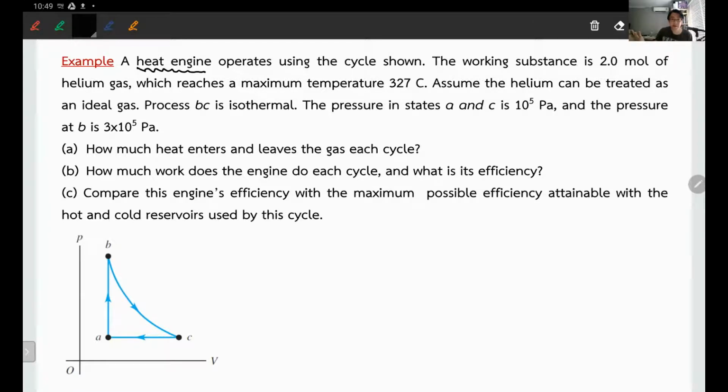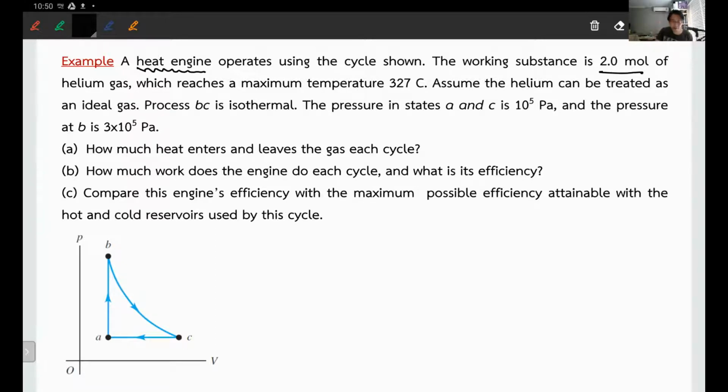Okay, sounds good. All right, so now when you look at this PV diagram that has a cyclic process, it can actually represent some engine that's operating. And this is the first example that shows you this. So a heat engine operates using this cycle shown. Now the working substance is given to be 2 moles of helium gas, assuming ideal.